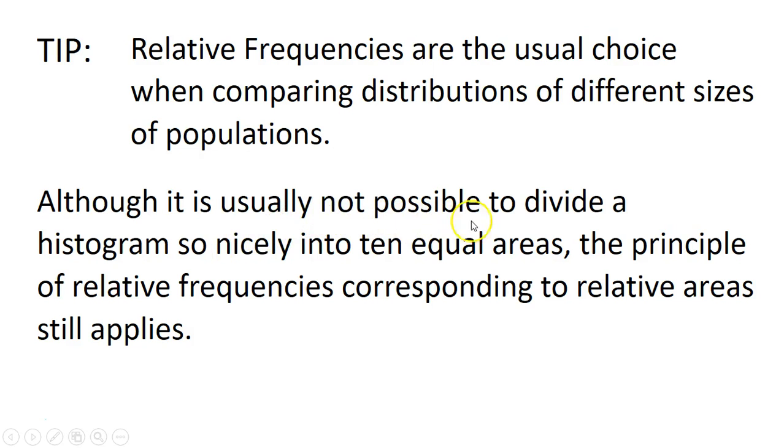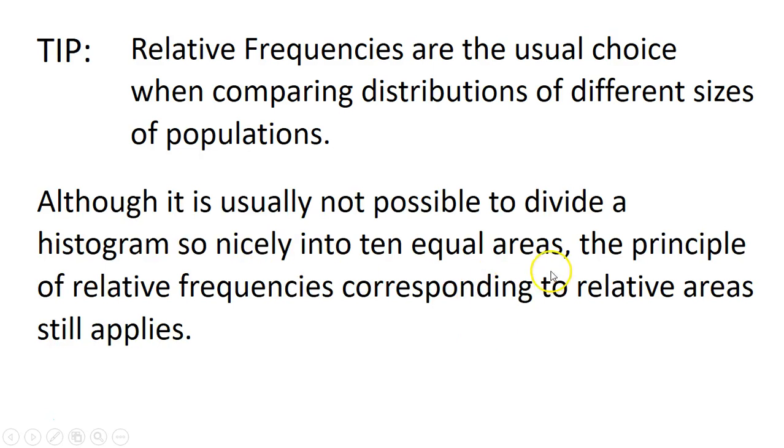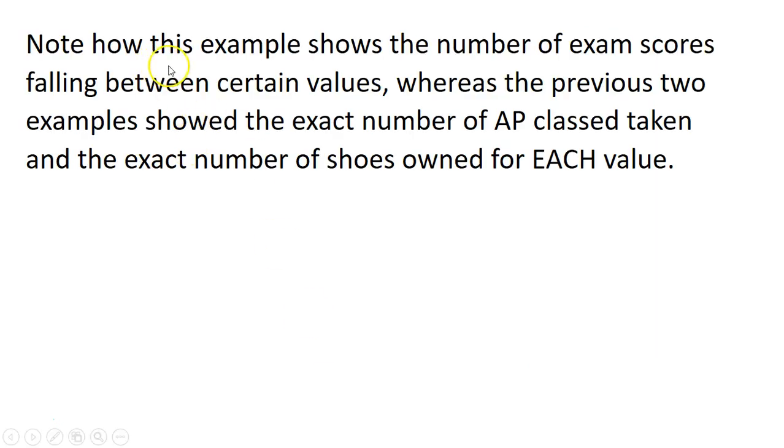Although it is usually not possible to divide a histogram so nicely into 10 parts, I mean, that was the last example here, it's not always so convenient and easy to do that. The principle of the relative frequencies corresponding to relative areas is still there, the principle of comparing one to the other. Note how this example shows the number of exam scores falling between certain areas, whereas the previous two showed the exact number of AP classes taken or the exact number of shoes, right? So you can use this for a range or you could use this for exact scores as well.